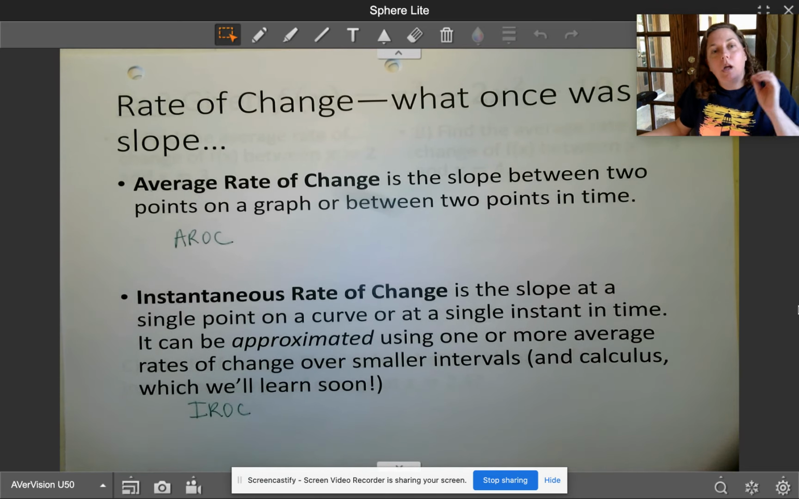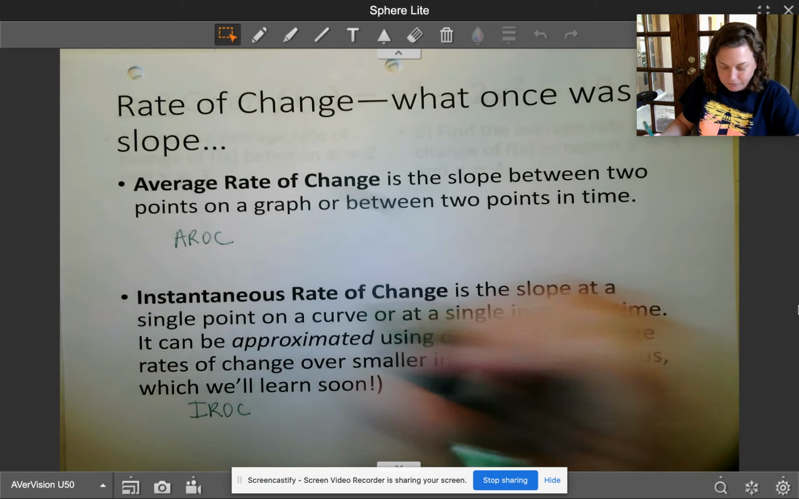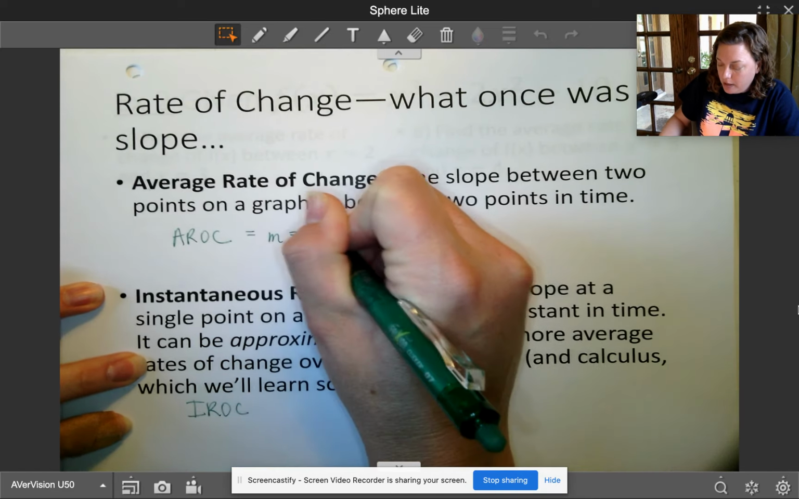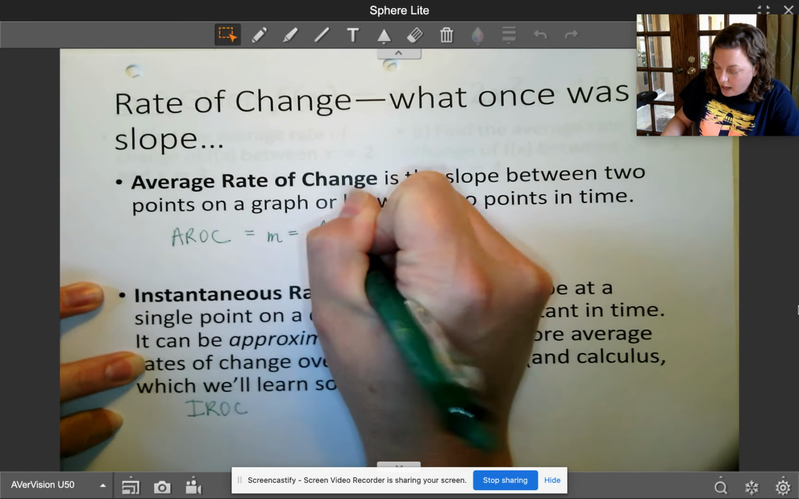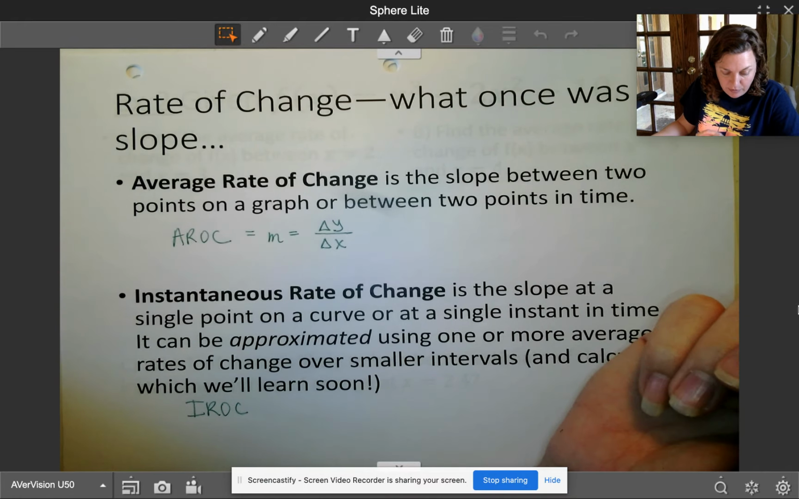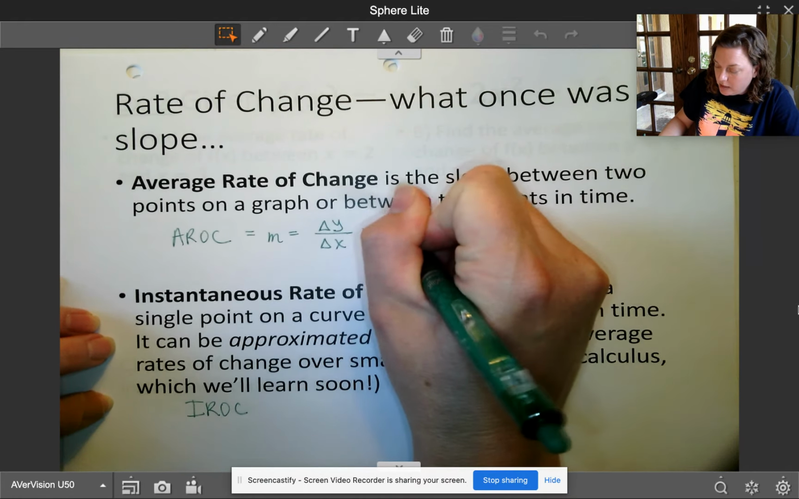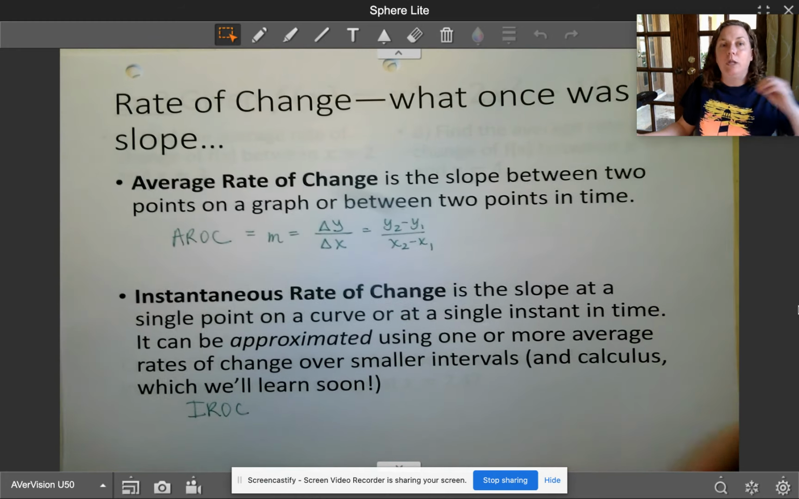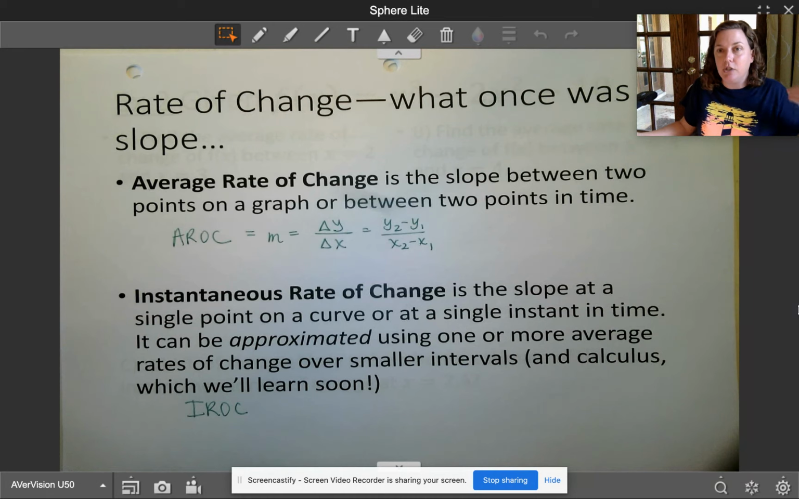Okay, so average rate of change is the slope between 2 points. We know that. It's the same as slope. It is the change in y over the change in x. We've talked a little bit about that notation before, or simply it's y2 minus y1 over x2 minus x1. We know this. Average rate of change is just fancy for slope.